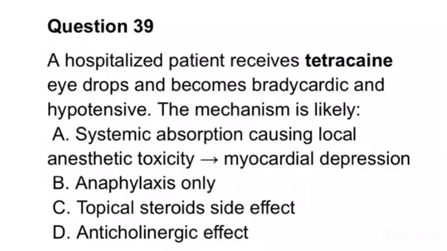Question 39. A hospitalized patient receives tetracaine drops and becomes bradycardic and hypotensive. The mechanism is likely A. Systemic absorption causing local anesthetic toxicity, myocardial depression. B. Anaphylaxis only. C. Topical steroid side effect. D. Anticholinergic effect. Answer: A.